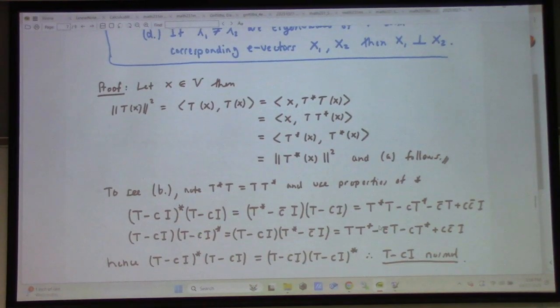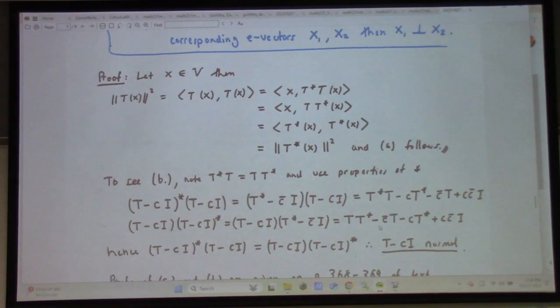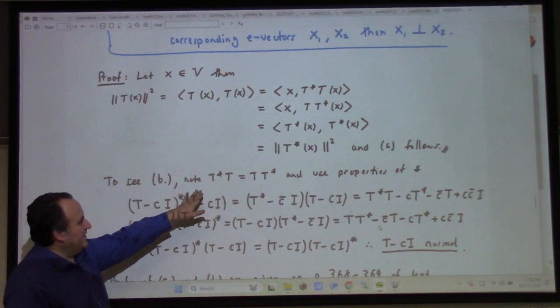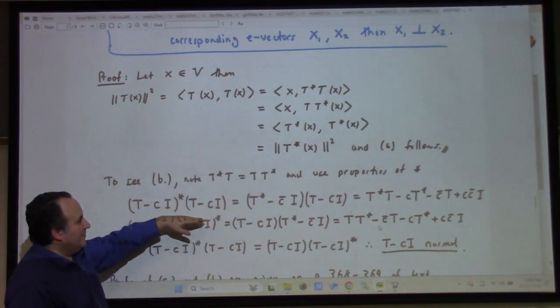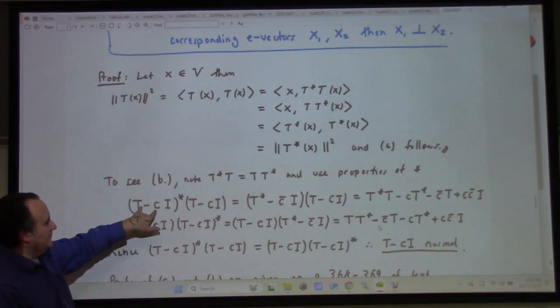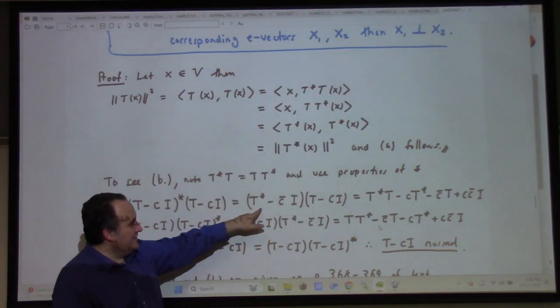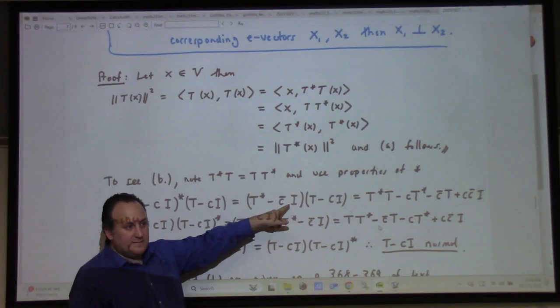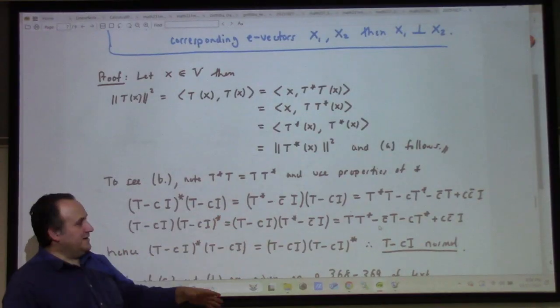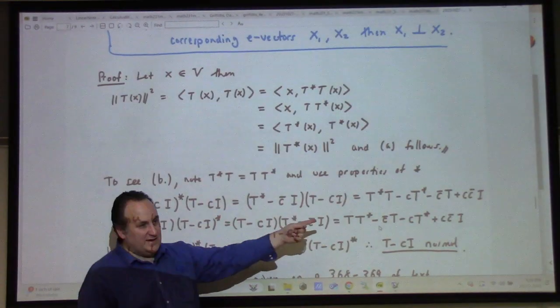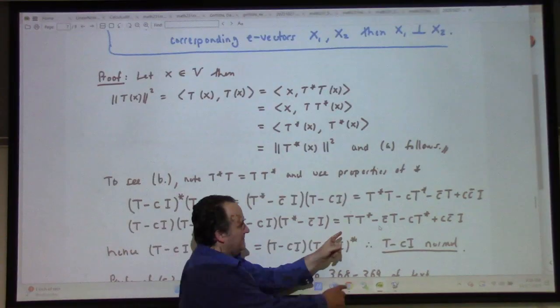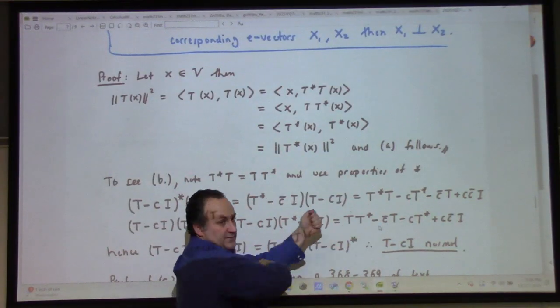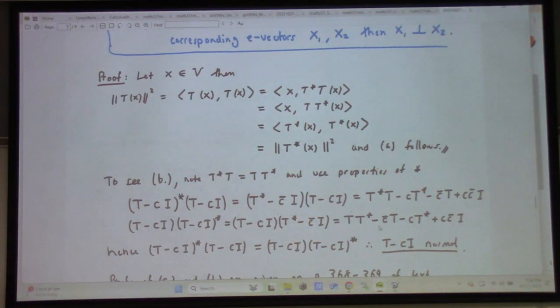And here's the proof of b. This is not in the notes, not in the book. The book doesn't have this one, but I worked this one out for you guys. So if we have T minus cI, we use properties of star. The adjoint of this is T star minus c bar I, because I star is equal to I, all right? Multiply that out, do the same for the opposite order, and meet in the middle. They're equal because T is normal. We assume T is normal. Therefore, T minus cI is normal.